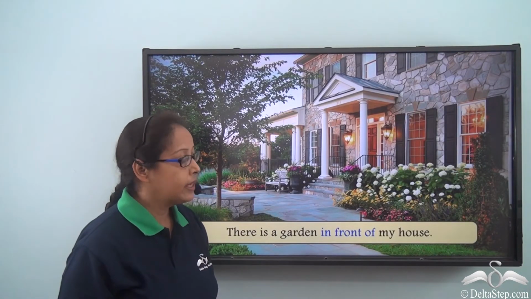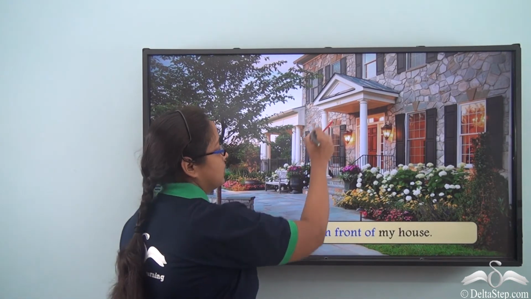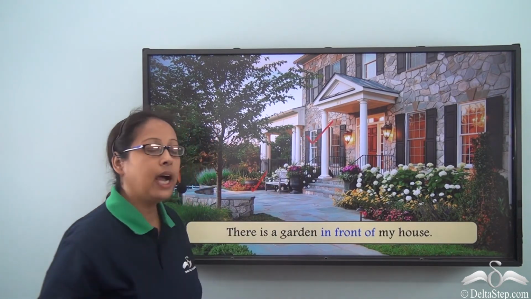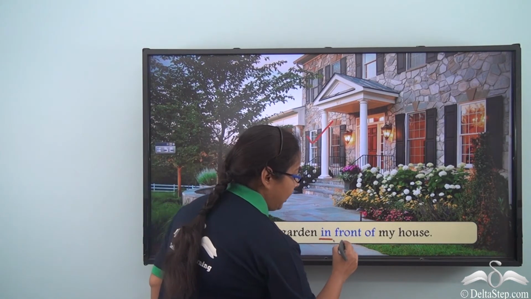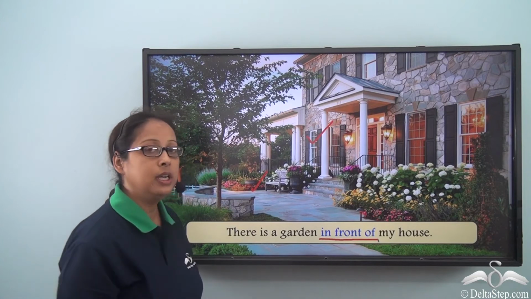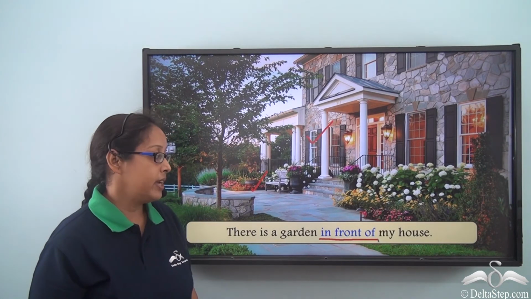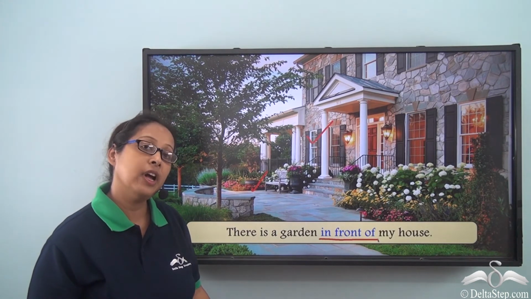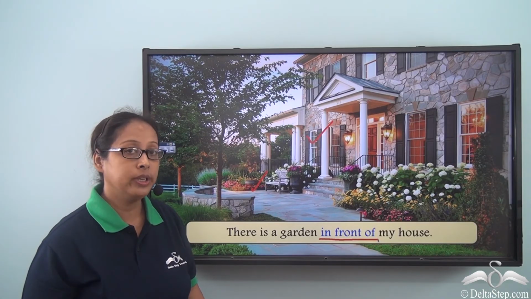There is a garden in front of my house. So here is my house and I can see this lovely garden over here. So what am I saying? In front of is the preposition over here and it is telling us the position of the garden. Where is the garden? It is in front of my house, or just before the house.